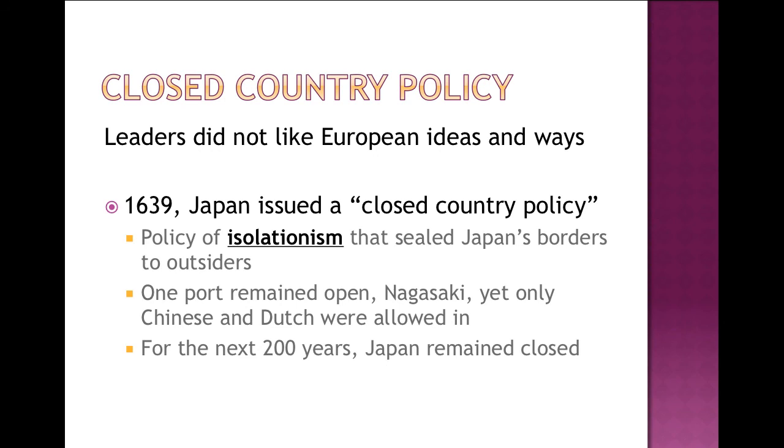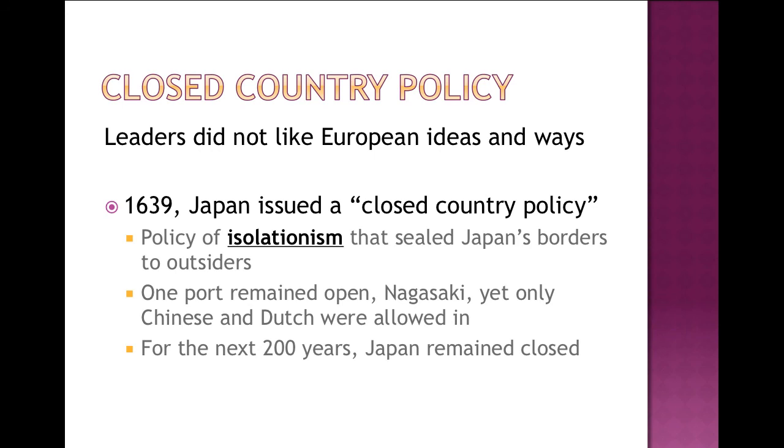Isolationism just means that they're closed off from the outside world. Their borders are sealed. They're isolated from everything else. And so this just sealed the borders to outsiders. Only one port remained open, but only the Chinese and the Dutch were allowed in. And this stayed in effect for the next 200 years.